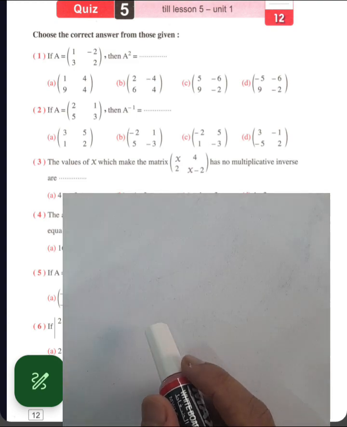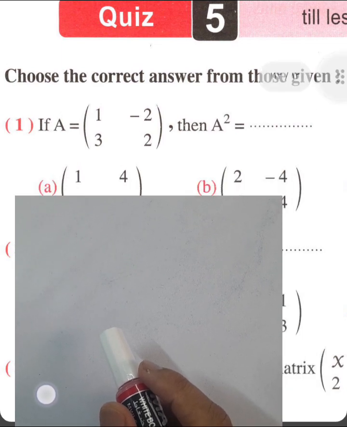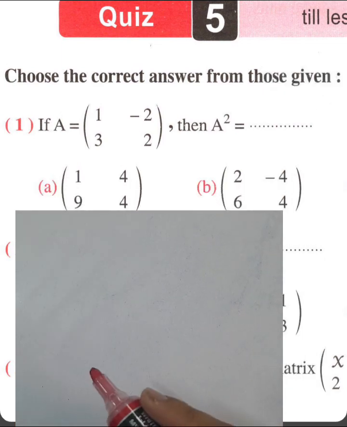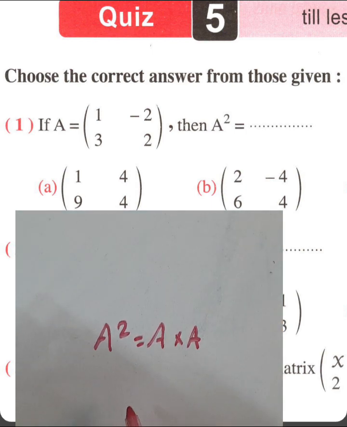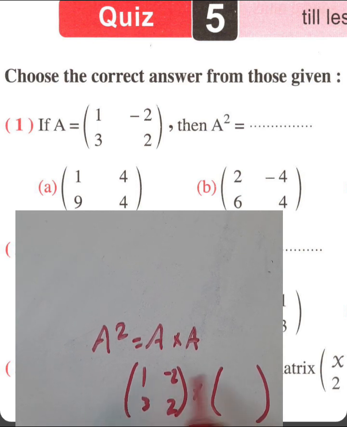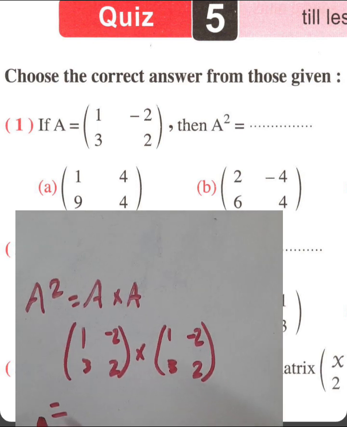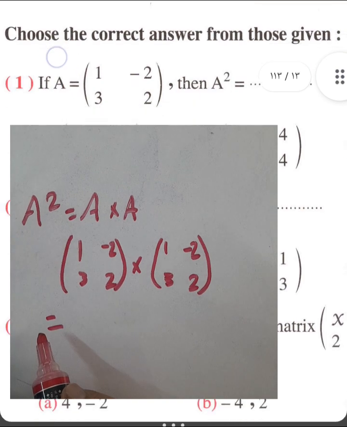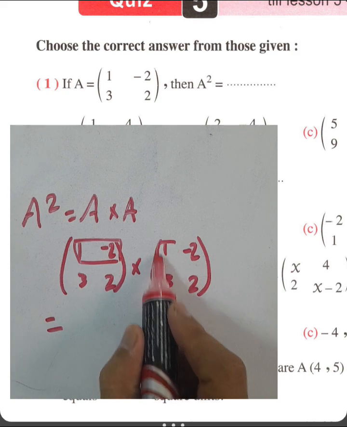Number 1, if the matrix A equals 1, negative 2, 3, 2, you want to find A squared. A squared means A times itself. We can write the product between two matrices: A here equals 1, 3, negative 2 and 2, and write it again, repeating this matrix 1, 3, negative 2 and 2, and then you can find the result by multiplying each horizontal row by the vertical column.